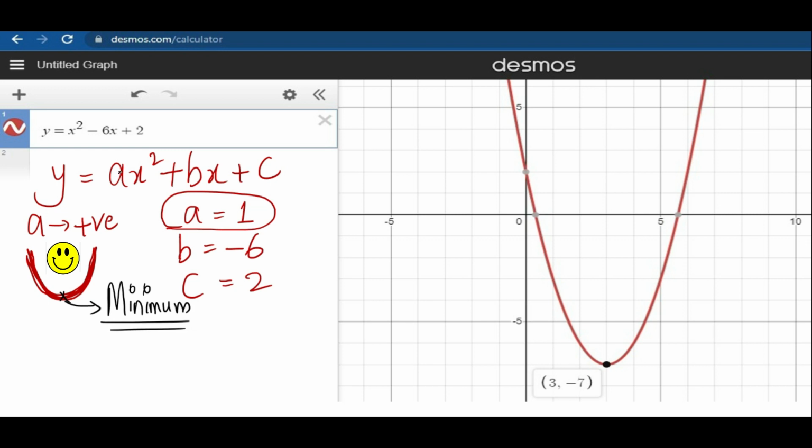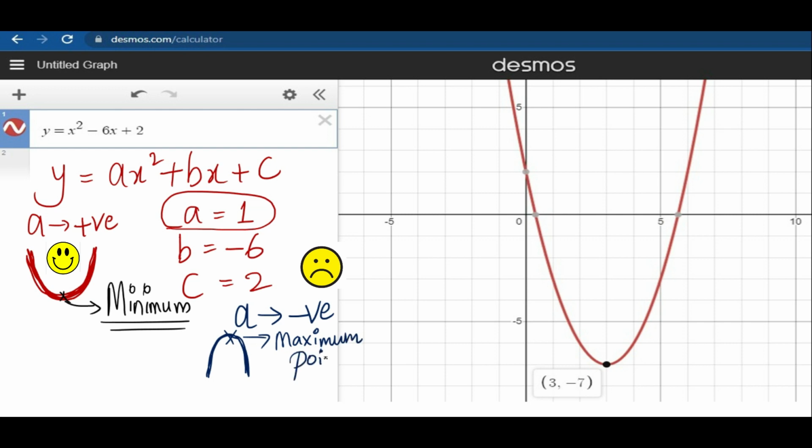So the summary is, if A is positive, it's going to be a minimum turning point that you're going to get. And if A is negative, remember negative, it's a sad face, and then you get a maximum turning point. This is a maximum point.